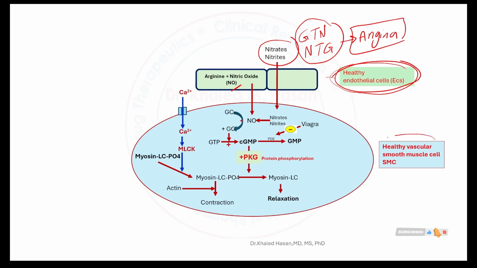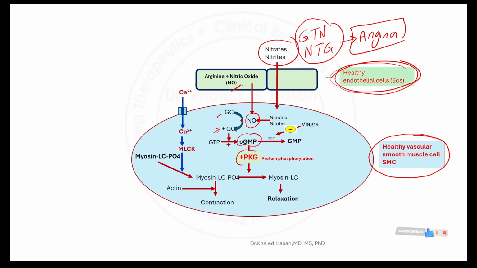These are the healthy smooth muscle cells. So we have the neighborhood between the endothelial cells and smooth muscle cells. The endothelial cells release nitric oxide. The nitric oxide will move to the smooth muscle cells and activate guanylate cyclase, and this will lead to the formation of cyclic GMP. So you can see here increased formation of cyclic GMP.